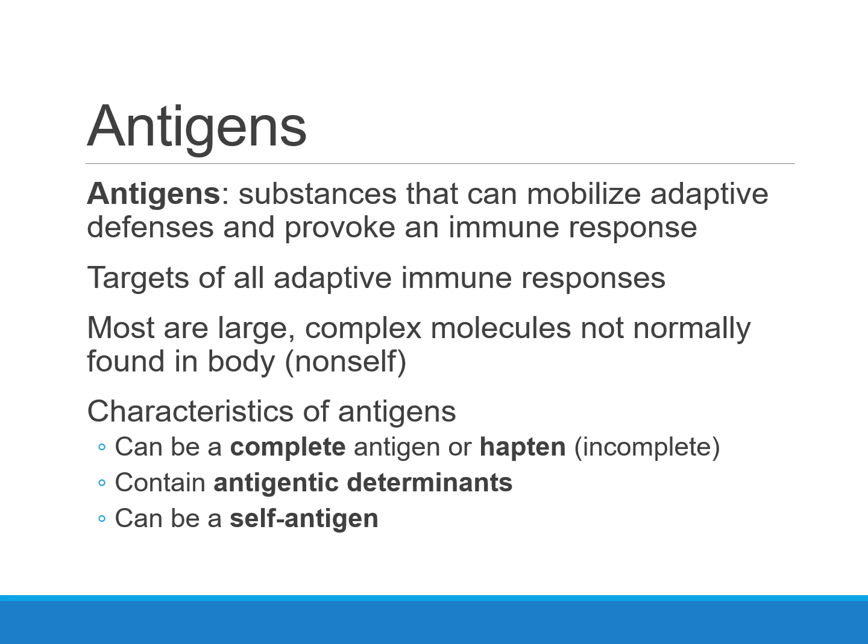So let's start with talking about antigens. Antigens are substances that mobilize your adaptive defenses and provoke an immune response. Basically, they are anything that can make you sick, essentially. All right. They are the target of all of our adaptive immune responses. Most of them are large, complex molecules that are not normally found in the body, like bacteria and viruses. The characteristics of the antigen is that it can be a complete antigen or a hapten, meaning it's half incomplete. It contains antigenic determinants, and it can be a self-antigen.